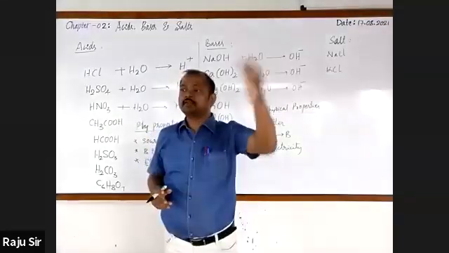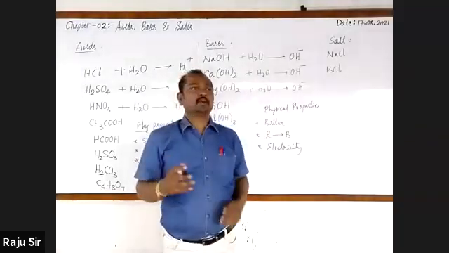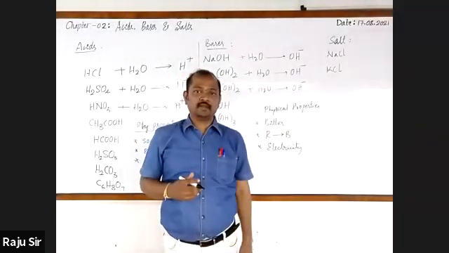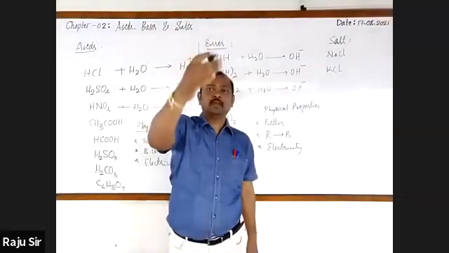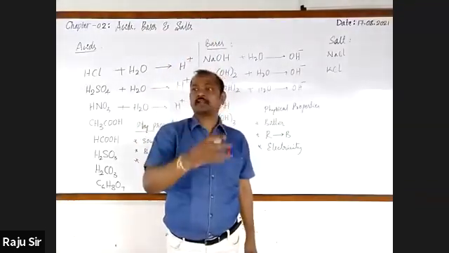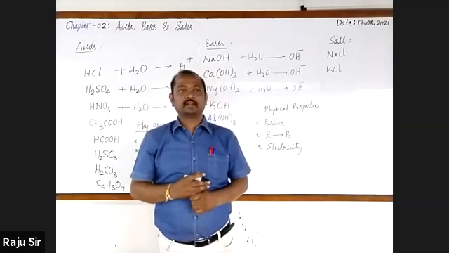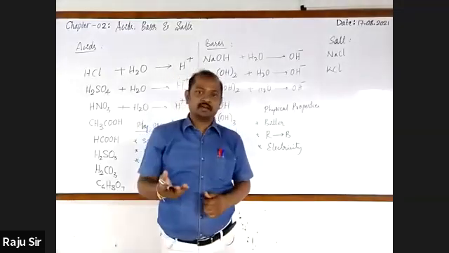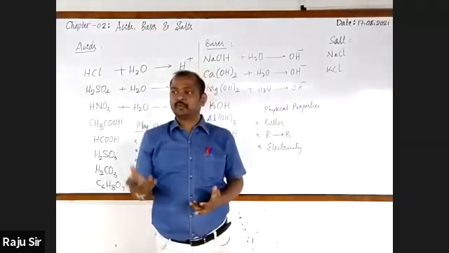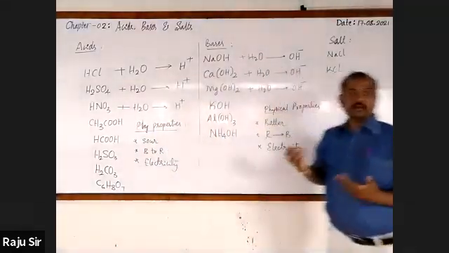Also called the 17th group. They are called halogens: fluorine, chlorine, bromine, iodine, astatine. Have you heard about chlorine? Yes, sir. Chlorine, iodine, like that.